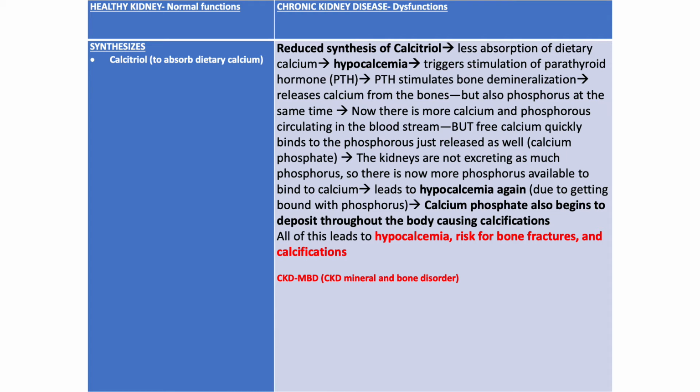And now we have all of this calcium phosphate floating around, leading to calcifications, where we see this calcium phosphate being deposited in really important places like the blood vessels, the eyes, and even in the heart. So this is a lot to take in, but essentially our patients with CKD can have hypocalcemia due to poor dietary absorption that can lead to bone demineralization and calcifications.